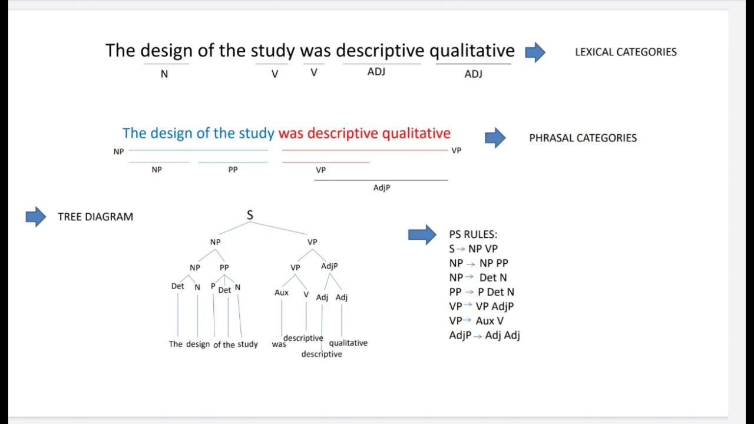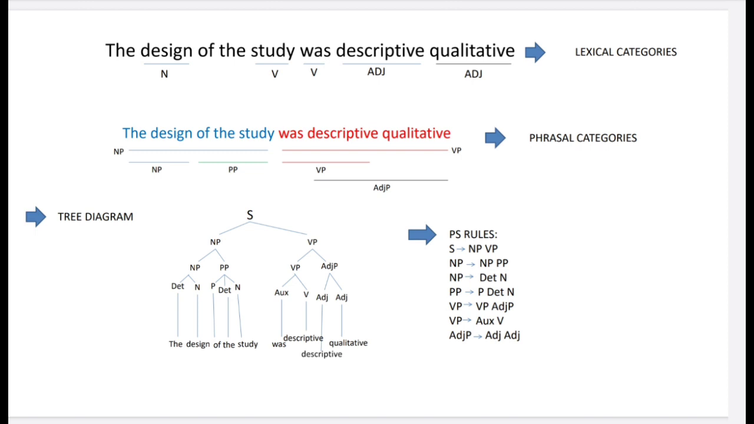So now we know the tree diagram of the sentence, and now we go to the PS rules. PS rules explain the structure of the tree diagram. For example, NP consists of NP and PP. So NP consists of determiner and noun. So on the screen you can see the PS rules of the tree diagram of the sentence the design of the study was descriptive qualitative.